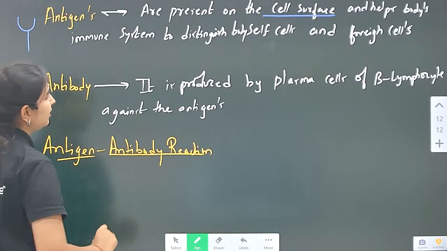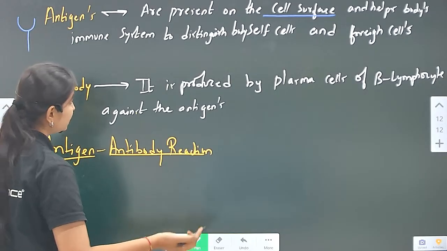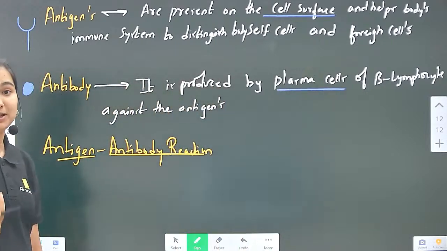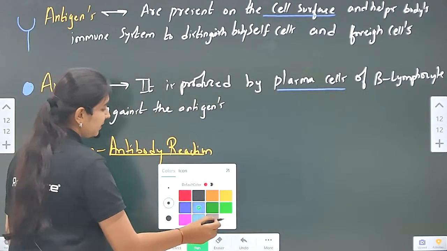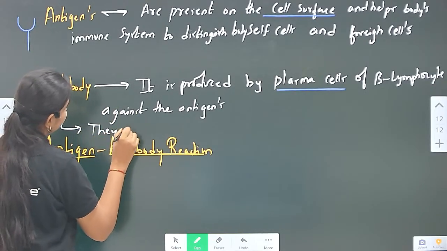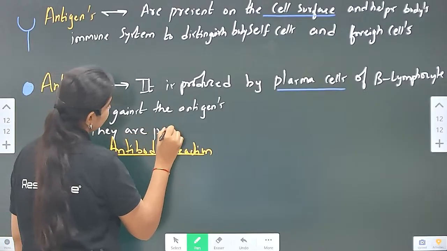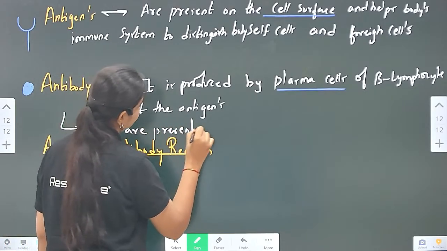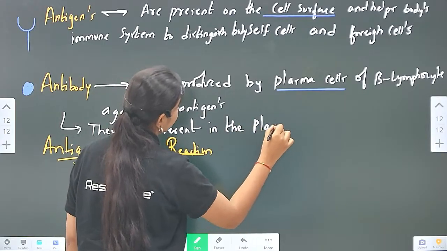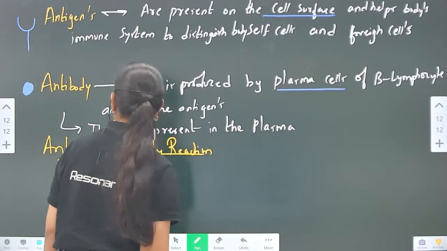Where are the antibodies produced? They are produced by the plasma cells of B lymphocyte, and they are also present in the plasma. You can write down, they are present in the plasma.